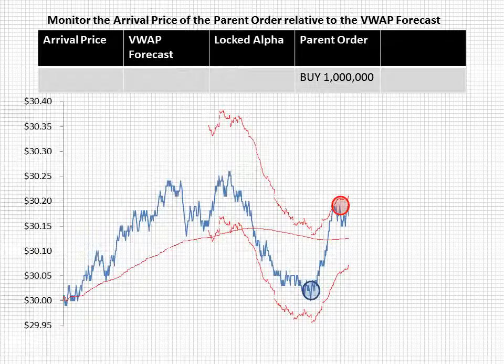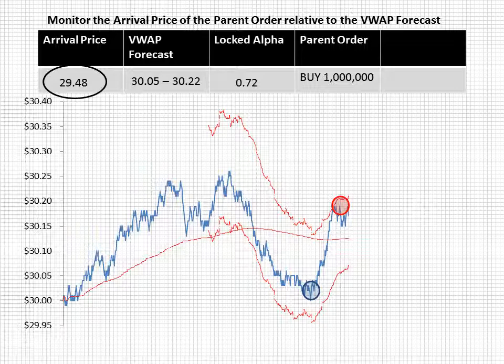Our third trade, we capture an additional 18 basis points in locked alpha for a total locked alpha of 72 basis points. This, in effect, lowers our arrival price all the way down to $29.48, well below the VWAP forecast of $30.05. Again, we always want to keep the arrival price better than the VWAP forecast.